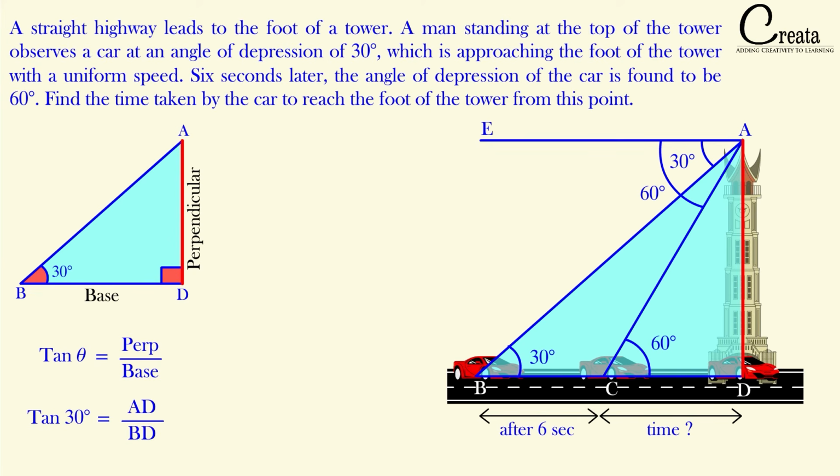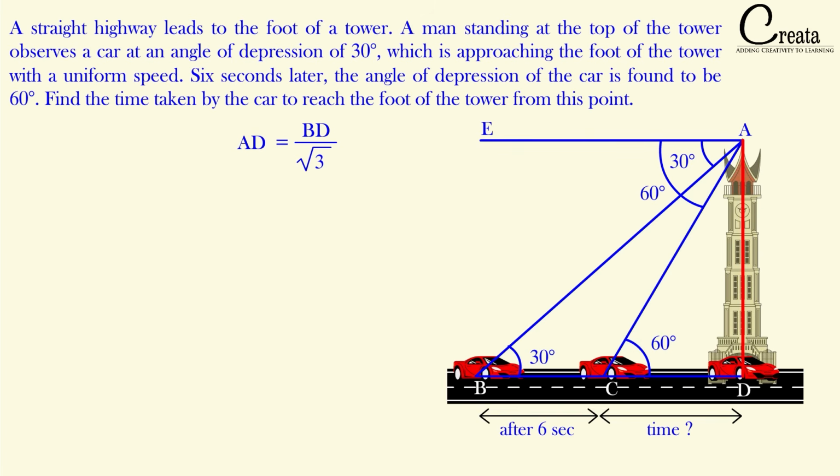And what is the value of tan 30 degrees? This you should know, it is 1 upon root 3. So on solving, we got AD is equal to BD upon root 3. Got it? We got the value of AD.